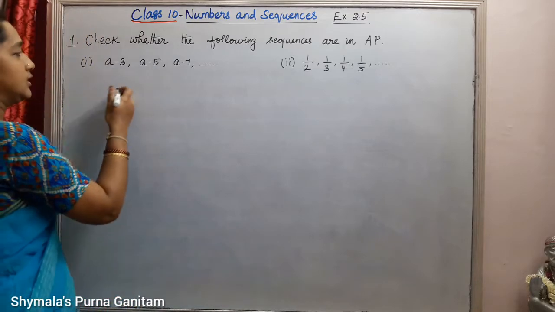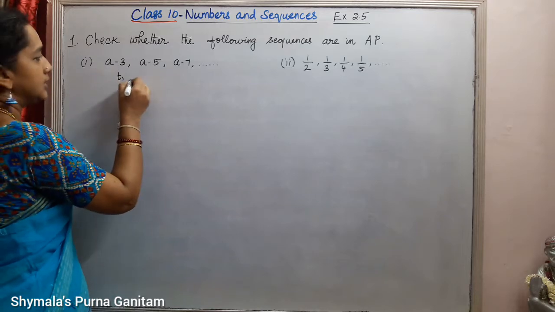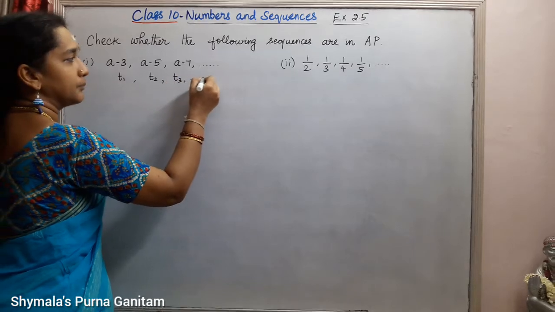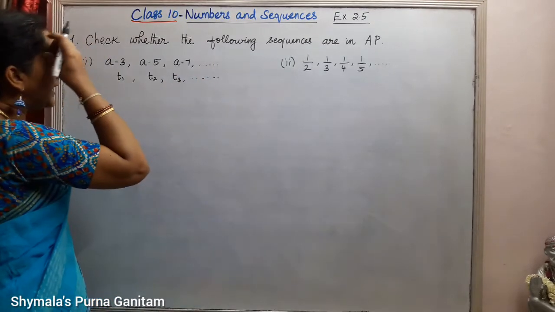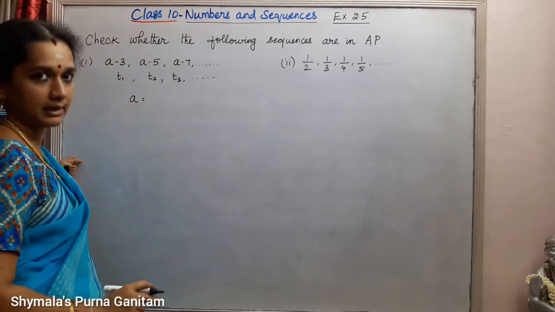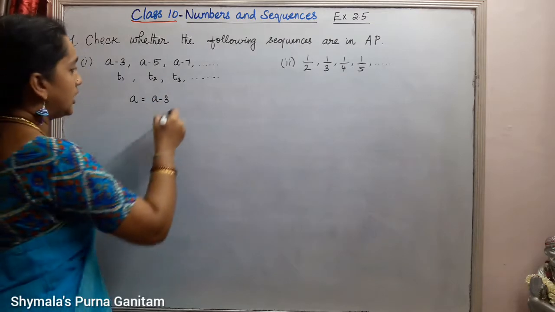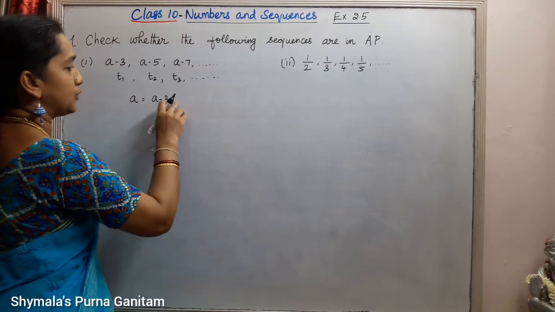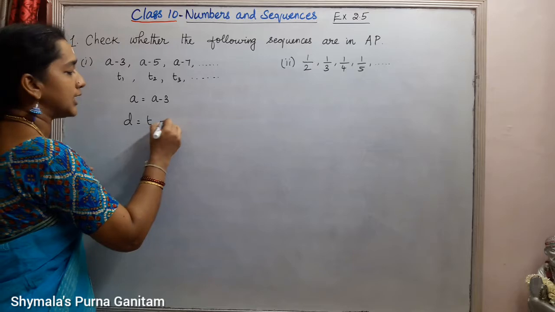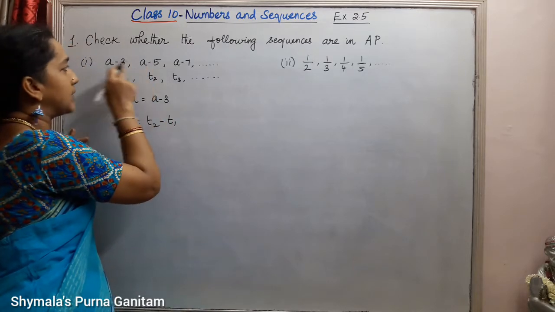So T1 is the first term, that is a minus 3. Then T2 is the second term, T3 is the third term. T1 is a minus 3. Then the difference we need to find. So how will you find the difference? Difference is equal to T2 minus T1, that is second term minus first term. That is this minus this.